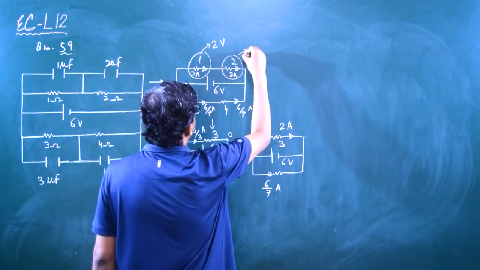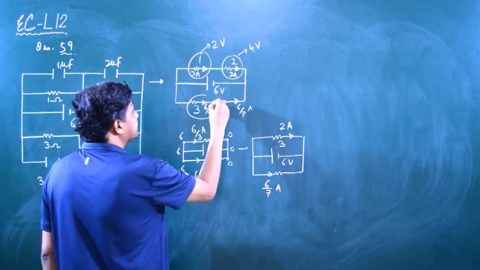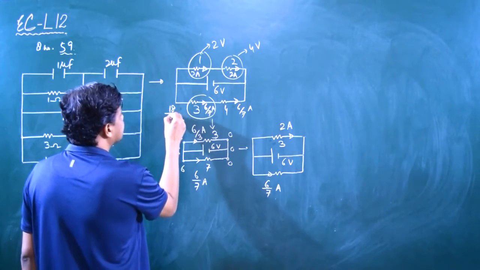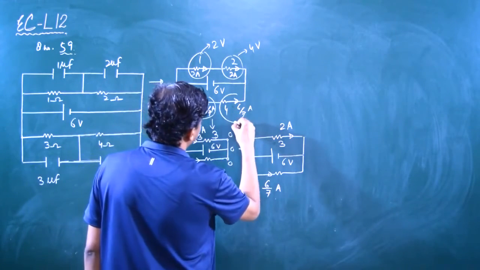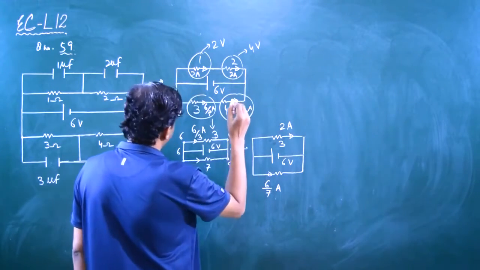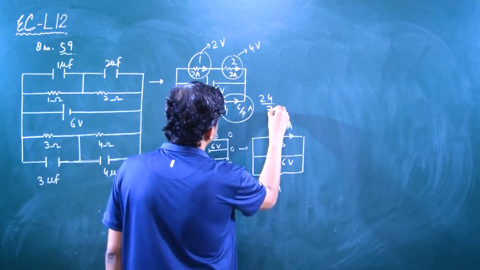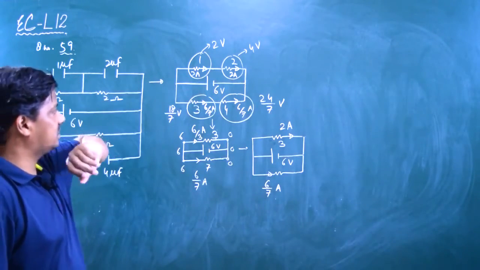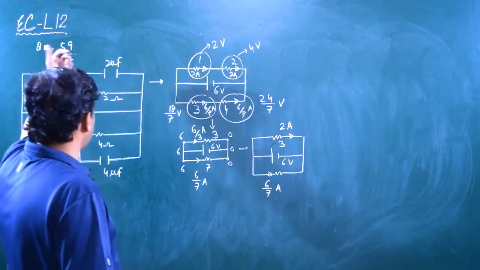2 into 2, it is what? 4 volt. Now here voltage is 3 into 6/7, that is 18/7 volt, and across this resistor it is 4 into 6/7, it is 24/7 volt. So now across these resistors we get the value of what? The potential drops. Now again we come to this part.